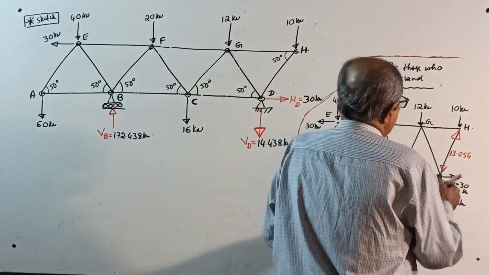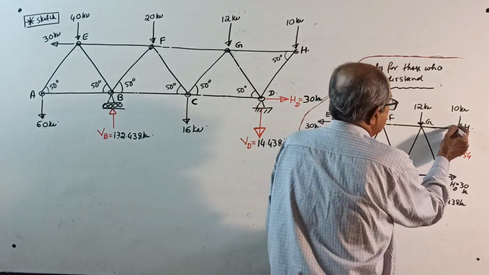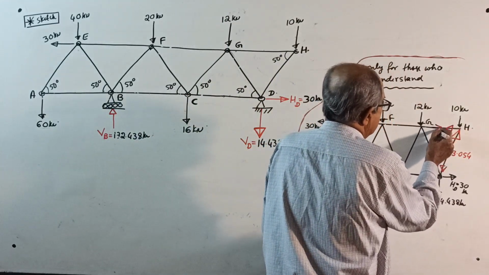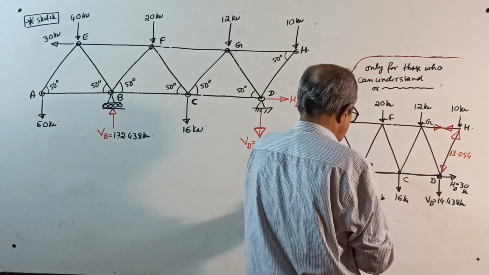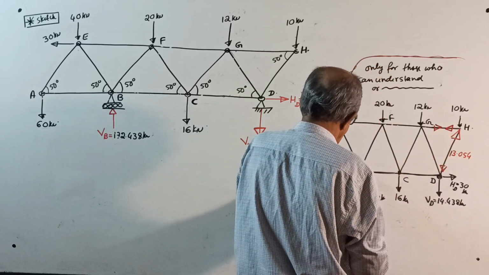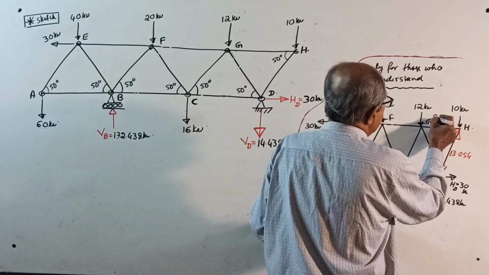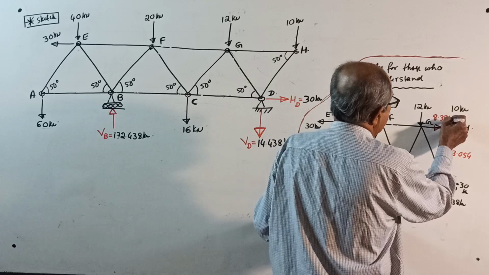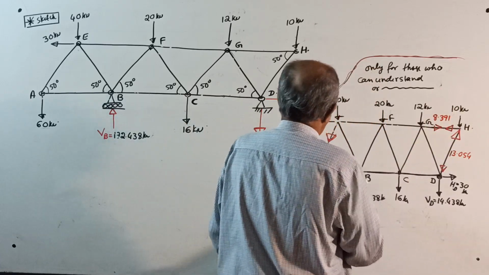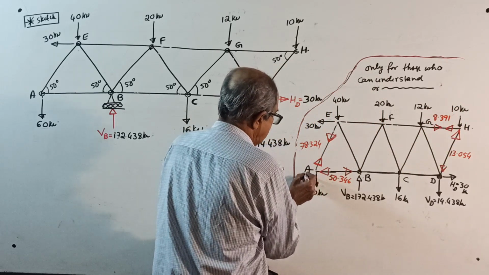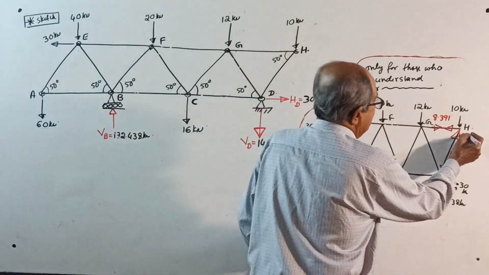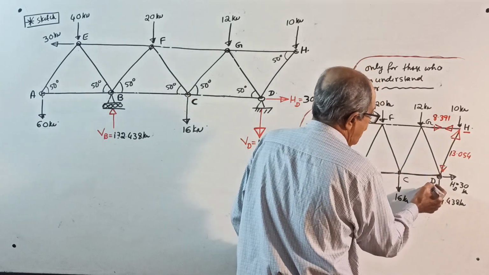13.054. Then, if it is right side, its component is left side here. This horizontal component is balanced by this one into cos 50. 8.391 kilonewton. Okay, now I will come to this joint. I have finished joint A, then joint H. I will go to joint D now.